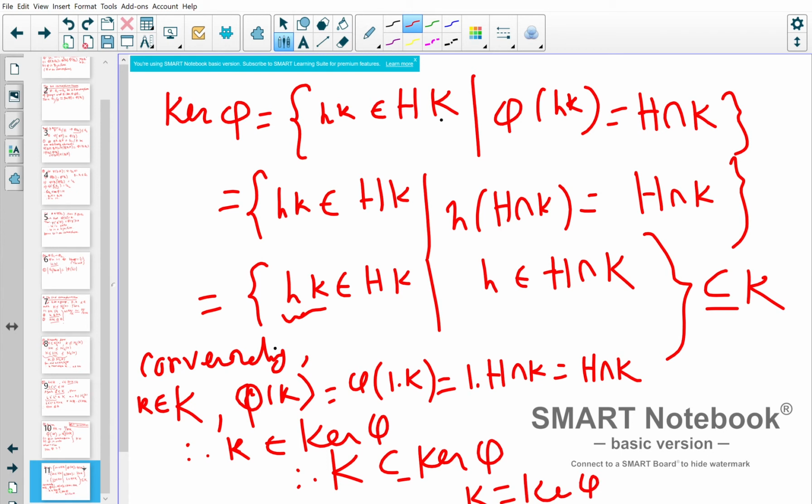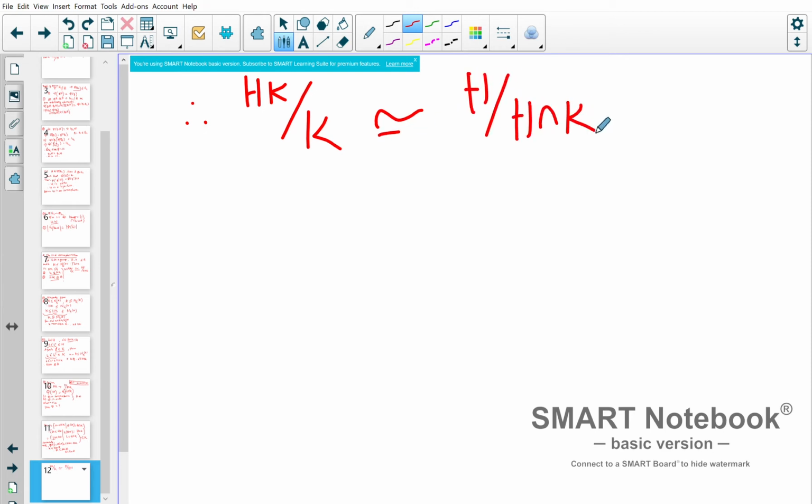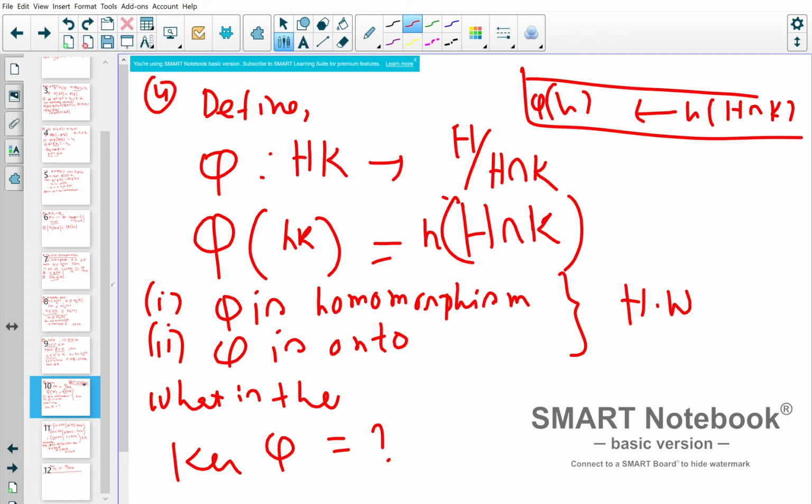Thus this proves that HK mod K is isomorphic to H mod H intersection K. I hope everything is complete, right? No, I think one part is not complete yet. I should have first proved that. See, this is the way I define the map. How do I know that this is well defined? We need to prove that this map is well defined. How do I prove that?